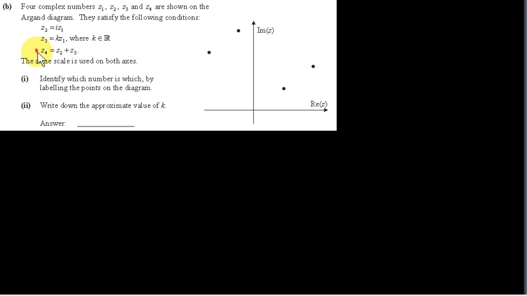Let's start by looking at this relation here first of all. So one of these complex numbers is the sum of two of the other three complex numbers. So what does the sum of two complex numbers look like?